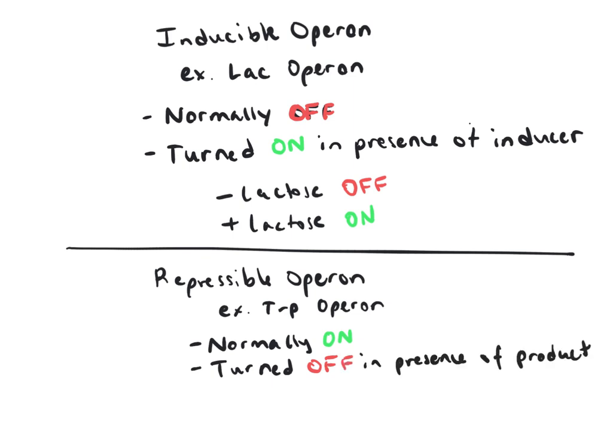So again, to contrast the trp operon with the lac operon, when there are low levels or no tryptophan, the operon is going to be on. And once the product of the pathway, which is again the amino acid tryptophan, accumulates, the operon is going to be off. So again, like we saw with the lac operon, there's actually some fine tuning when it comes to the regulation, and we can talk about that later.